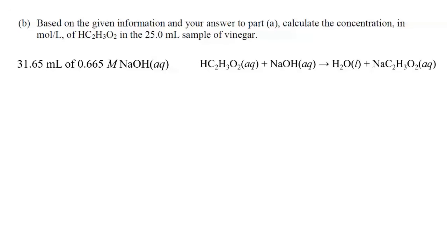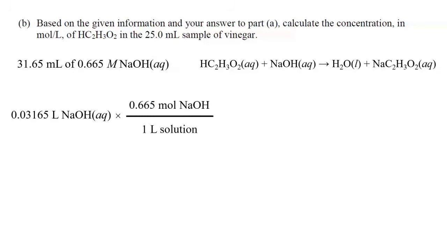So I'm going to start with the volume from Part A. 31.65 milliliters. I'm going to turn that into liters. So divide that number by 1,000. 31.65 divided by 1,000 is 0.03165 liters of sodium hydroxide. Let me go ahead and use molarity as a conversion factor. 0.665 moles of sodium hydroxide for every 1 liter of solution. And then to get to acetic acid, it's going to be based on the coefficients, but that's a 1-to-1 mole ratio. There's 1 mole of acetic acid for every 1 mole of sodium hydroxide.